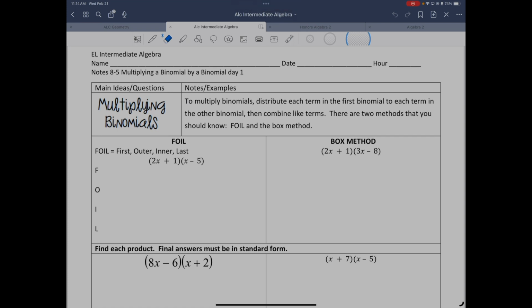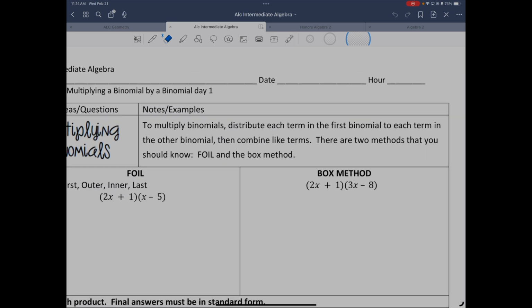So you should be looking for the multiplying binomials piece of your notes today. We're on 8.5. So we finished with 8.4 yesterday. Looking towards 8.5 today.